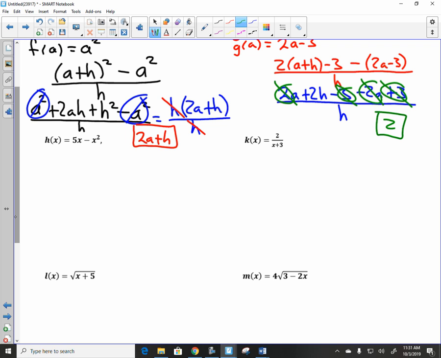You set this last one up on your own. See if you can set it up and try to work it through. We'll go through it together in a second. Let's see what we got.